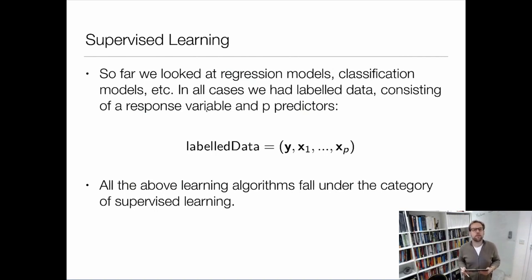So far, everything we have done was supervised learning. We looked at regression models, classification, and those are all models where I have labeled data. So the label is what we also sometimes call the response variable. So you have one response variable y, and I have a number of predictors here x1 to xp.